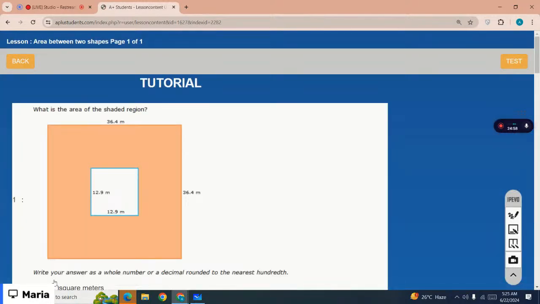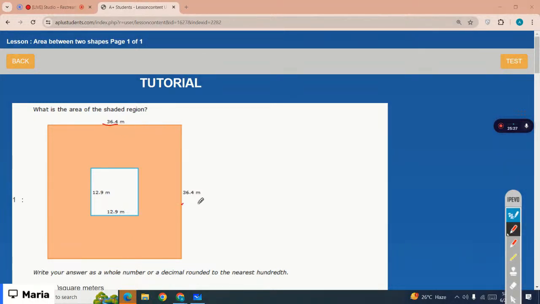So what is the area of the shaded region? You can just look, the colored one is the wall, and inside the wall you have a window. You have to calculate the area of the wall only, not the window. How do you calculate? Calculate the area of the wall and the area of the window, right? Then subtract the area of the window out of the area of the wall.